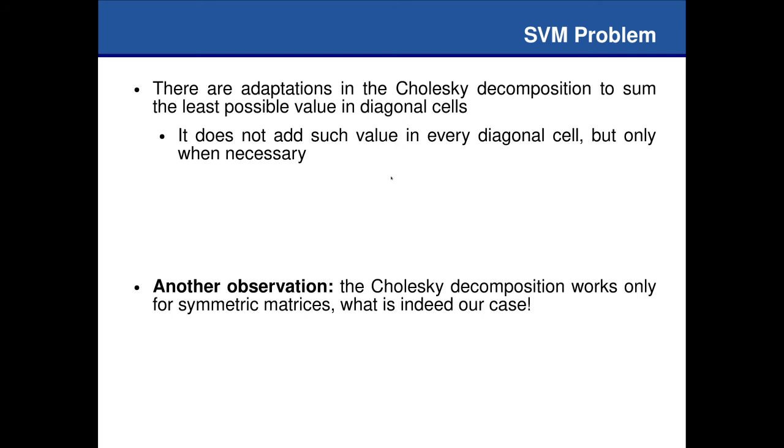So the value is not going to be the same for every element in the diagonal, but actually it's going to be a different value. It's the smallest possible value in each cell to ensure the Cholesky decomposition works. And that's so interesting. And by the way, the Cholesky decomposition only works for symmetric matrices. Otherwise, it doesn't work.